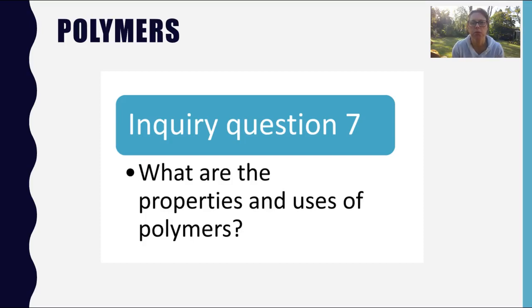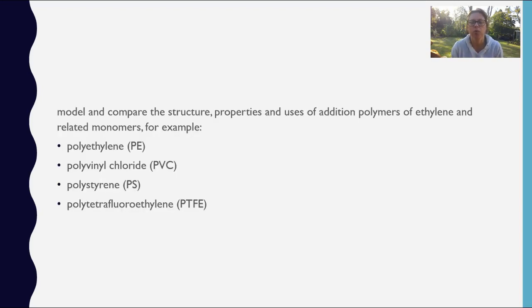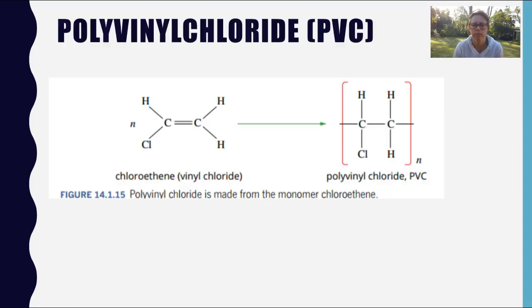Hi and welcome back to Module 7 and Inquiry Question 7. What are the properties and uses of polymers? So just a reminder of what we're looking at today. We're looking at modelling and comparing the structure, properties and uses. They're the three terms of addition polymers, and today we are focusing on polyvinyl chloride as our example of a polymer being made from the monomer of ethylene.